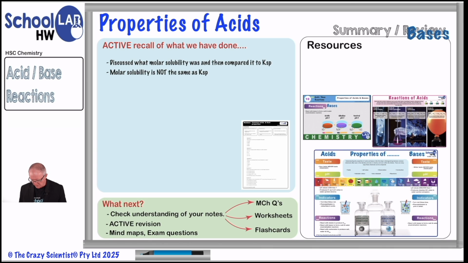We then looked at indicators and different forms of indicators. We looked at just litmus paper. We didn't talk about universal indicator, but that's another one you could use. And we talked about phenolphthalein. Okay, and then we had a look at the types of acids, and then we finished with reactions.